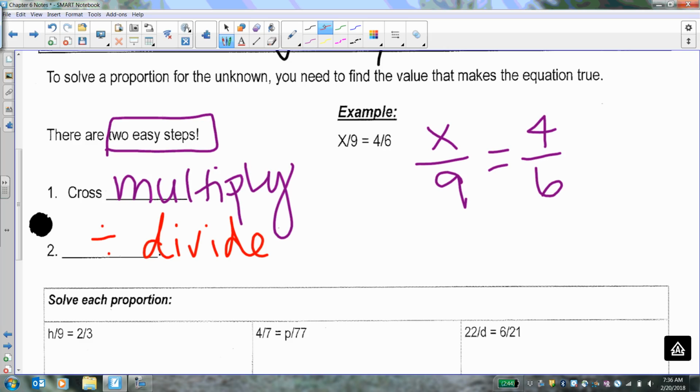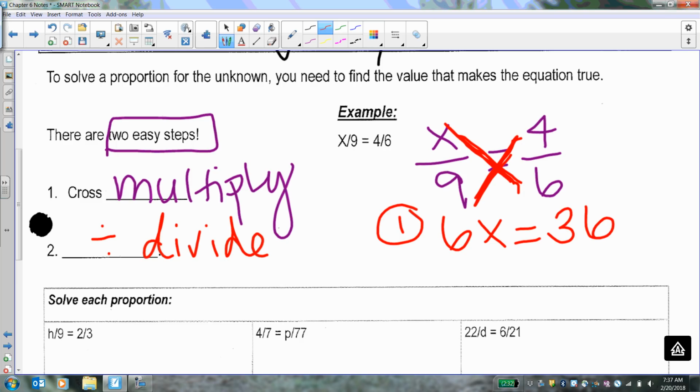All right. First step is to cross multiply. So literally you're going to make a cross. If you look at my red, there's a cross. So 6 times x is 6x. 9 times 4 is 36.